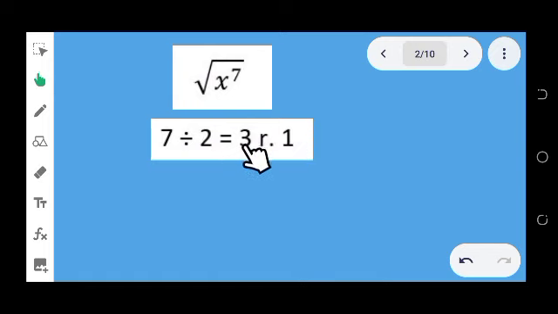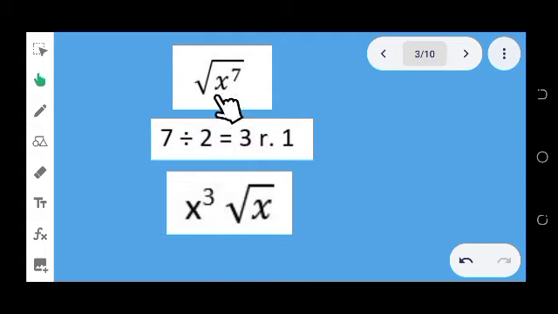So this 3, as the quotient, will be the exponent of the part that is outside the radical symbol, while the remainder is the exponent of the part inside the radical symbol. So since you have 3, then we can have x cubed that is now outside the radical symbol, and then we have 1. So you have square root of x. This is the exponent here. We don't need to write it. So that's why the answer is x cubed square root of x.